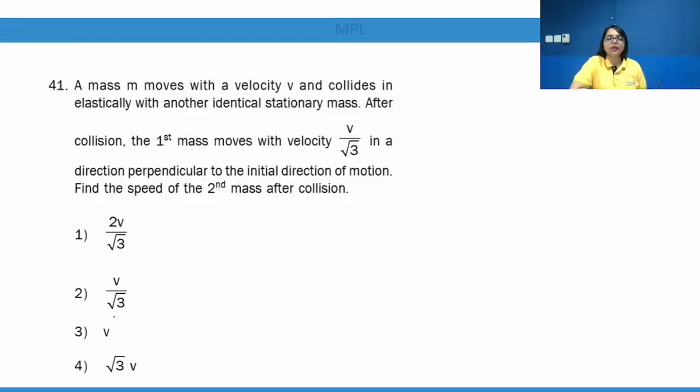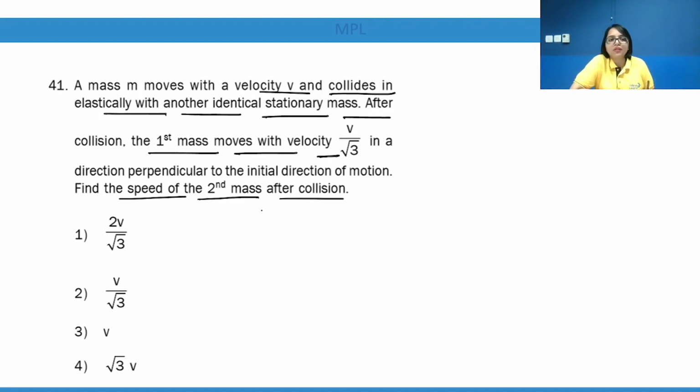Question number 41. A mass m moves with velocity v and collides elastically with another identical stationary mass. After the collision, the first mass moves with velocity v by root 3 in the direction perpendicular to the initial direction of motion. Find the speed of the second mass after the collision.